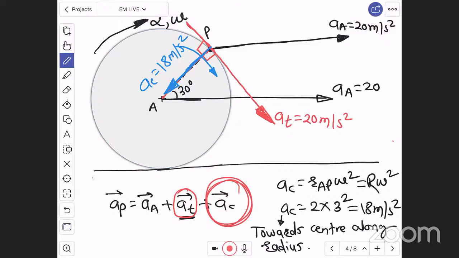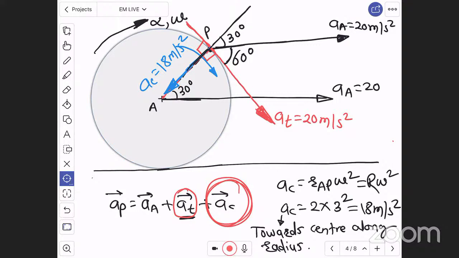Now let us find the angles. You have 3 vectors and you have to add all three. If I extend AP, the angle of AP with horizontal is 30 degree. Therefore this angle will remain 60 degree, the angle between acceleration of A and tangential acceleration. Definitely, my dear students, 100% sure. No doubt about that.